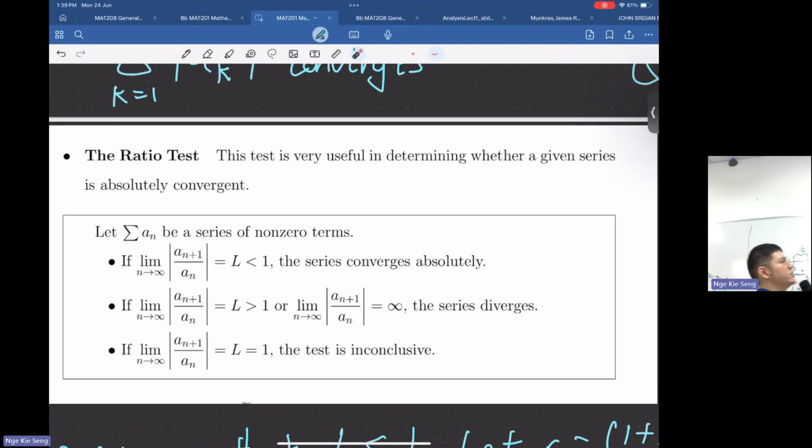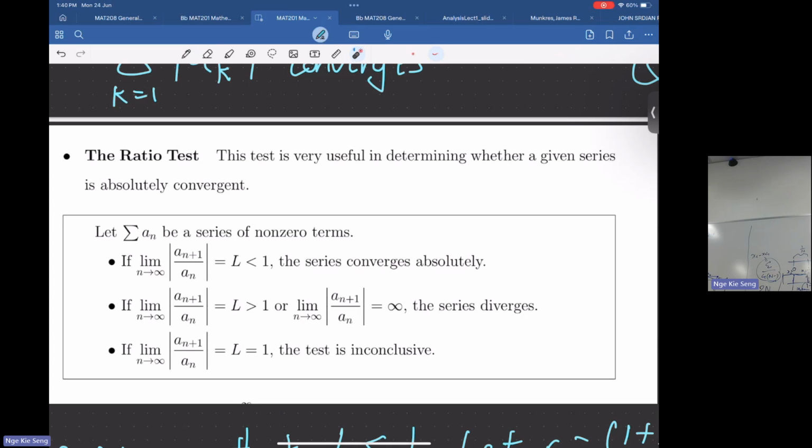So you see, the ratio test here is concerned with series of non-zero terms. Non-zero terms means that it could be positive, could be negative, but cannot be zero, that's all. If there's no zero there, then you can do some division. So what kind of division are we doing here? We are looking at the limit of consecutive terms. So how do you compare a1 to a2, a2 to a3, a3 to a4, a4 to a5.